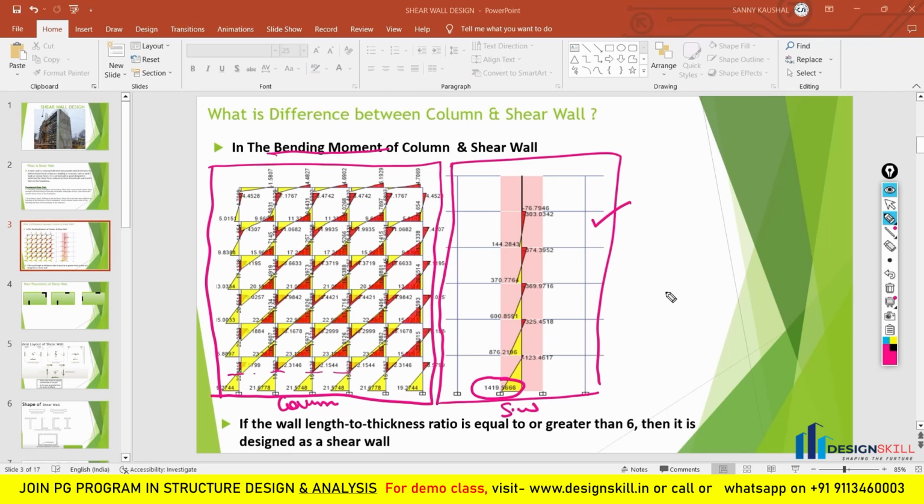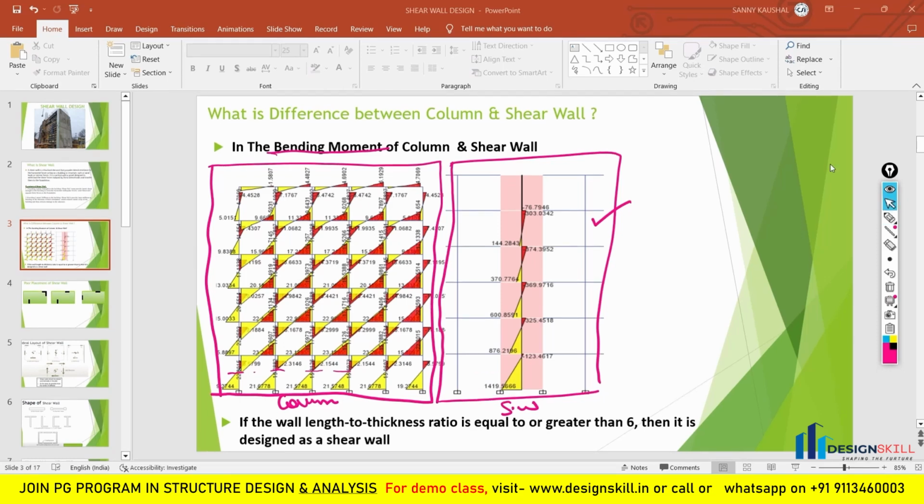This is the difference between a bending moment of the columns and the shear wall. You have understood it carefully. Now let us understand this difference in ETABS also. I am going to explain the same difference by taking the bending moment of the columns, and I will also take the bending moment for the shear wall, and see how it appears in ETABS.